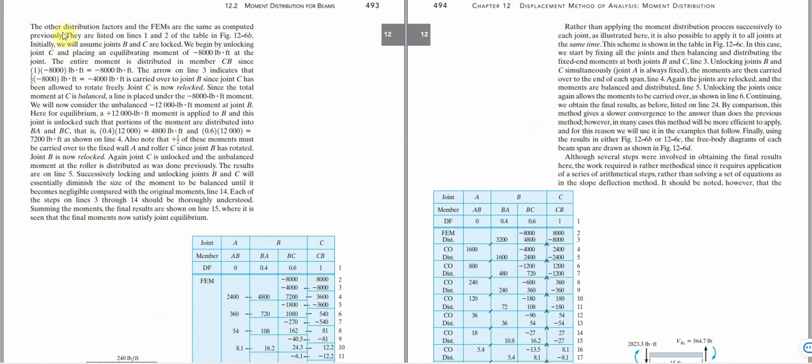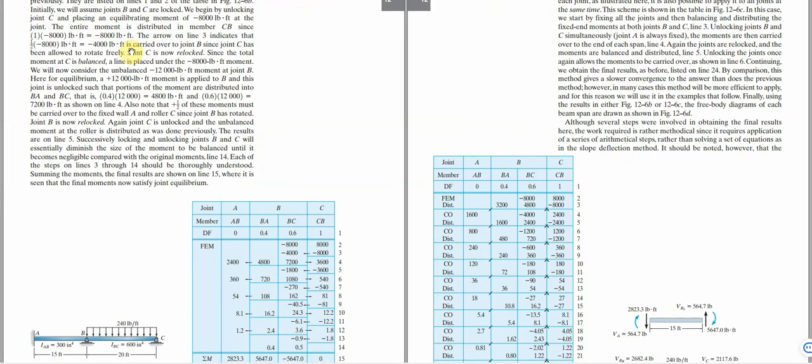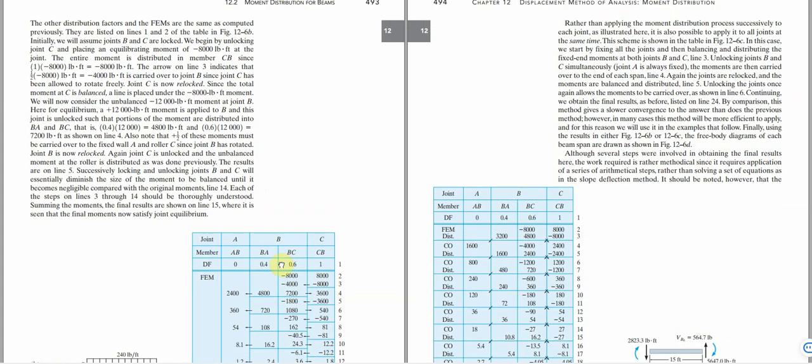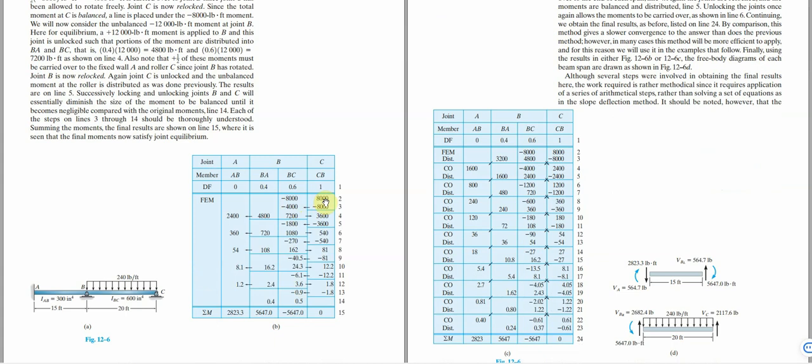You can see the distribution factors and the fixed-end moments are the same as computed previously. They are listed on lines 1 and 2 of the table. Then we begin by unlocking joint C and placing an equilibrating moment of minus 8,000 ft-lb at the joint. Just like we have at the other time, putting in our values: 8,000 fixed moment, minus 8,000 and 8,000 here, the same thing applicable to the next one, minus 8,000 and 8,000 here, as in point 2.